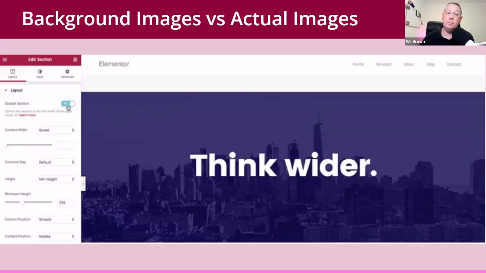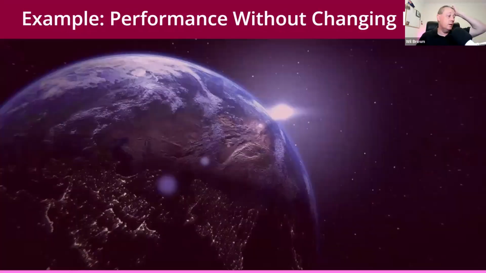So a useful rule of thumb is this. If the image is meaningful to the content, it should probably be an actual image element. If the image is purely decorative or atmospheric, a background image can make sense. That single distinction improves a surprising number of Elementor layouts and your performance as well. Okay, so that's been a lot of blah, blah, blah from me. Let's do a quick example.